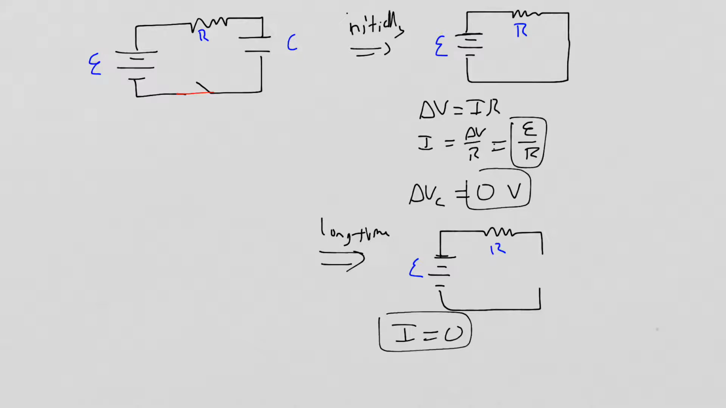But Kirchhoff's loop law still must be true. If there is 0 current, that means there is 0 potential difference across the resistor. So delta VC then must equal delta V battery, or the whole epsilon value. Kirchhoff's loop law still works. All right, so that's part A, hopefully fairly straightforward. Drawing the pictures really does help.